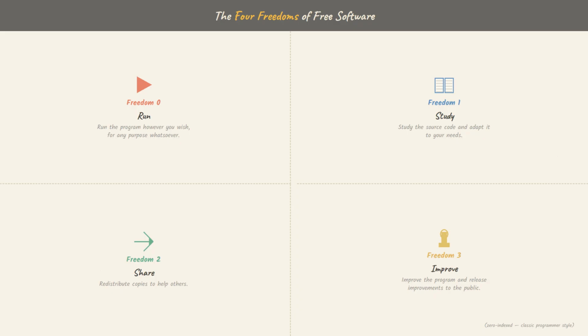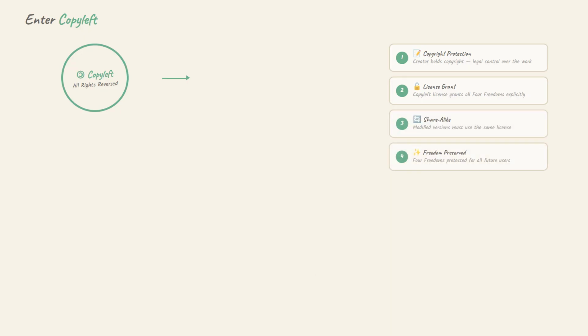You. To protect these freedoms, Stallman and the Free Software Foundation created something brilliant. They called it Copyleft, a play on the word copyright. Instead of using copyright to restrict software, Copyleft uses it to guarantee freedom. The key rule is simple. If you distribute modified versions, they must use the same license. This share-alike requirement ensures that freedom propagates to every user forever.